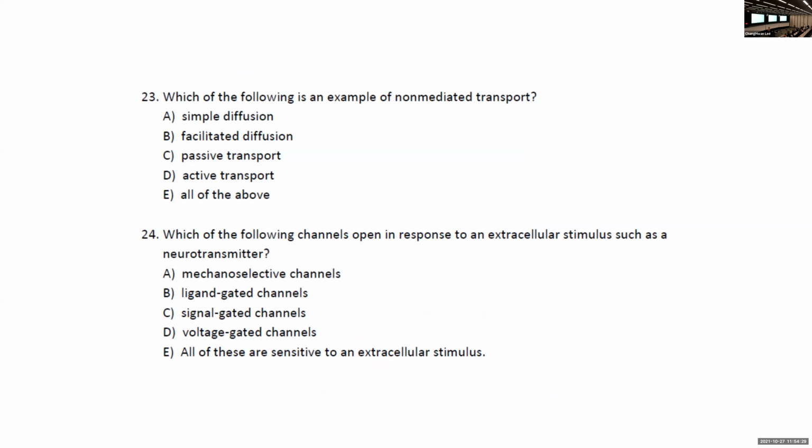Number 23. A. Why not B? Non-mediated transport sounds like something kind of passive. What about facilitated diffusion? Precisely. So there has to be a channel or something that everything goes through, but in a passive way, meaning that ATP hydrolysis isn't involved there. 24. B. I think I heard B there.